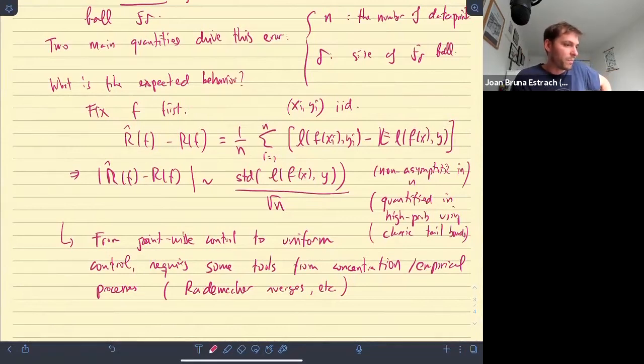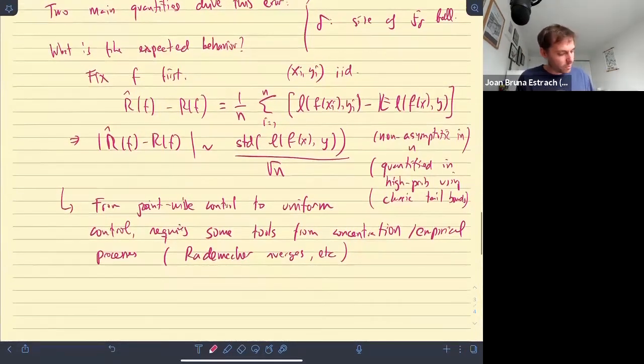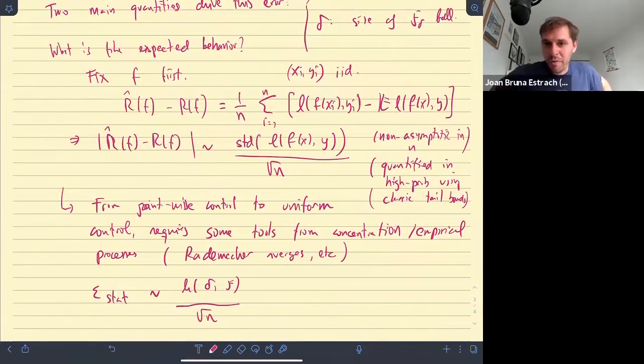These are really at this level, but at the end of the day, what we are saying is that the conclusion, like this statistical error, if you want to think about it, is going to look like some quantity that we can call maybe h of delta, which of course depends on the function class, divided by square root of n, right? That's a real good rule of thumb to think about how the statistical error grows.